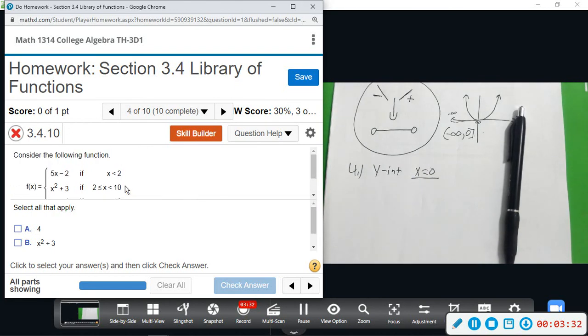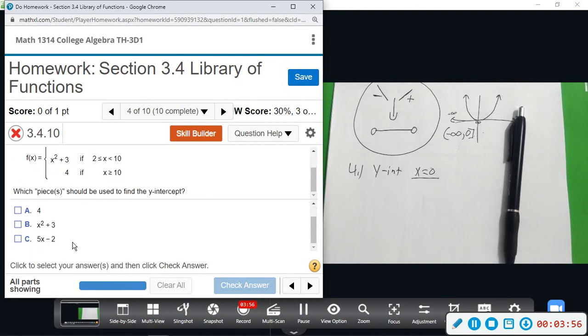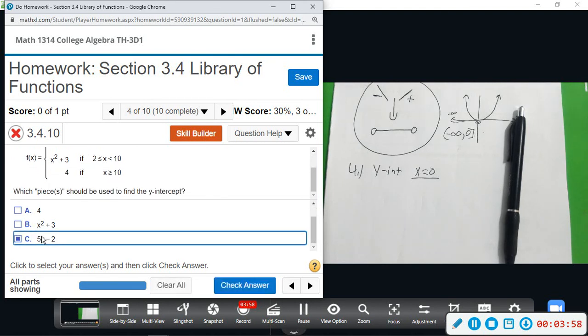If you look at these limitations, this first one says x is less than 2. So that would be 1, 0, and all those negative numbers. So this is the one that would include 0. If you look at these other equations, between 2 and 10 does not include x equals 0, and greater than 10 does not include 0. So you only want to use this equation, 5x minus 2. So 5x minus 2 would be the equation that we would use to find the y-intercept.